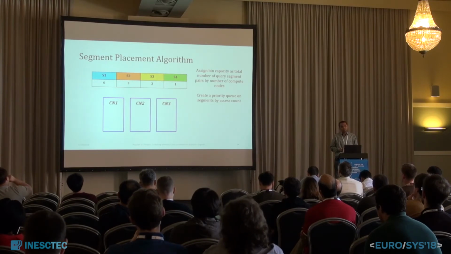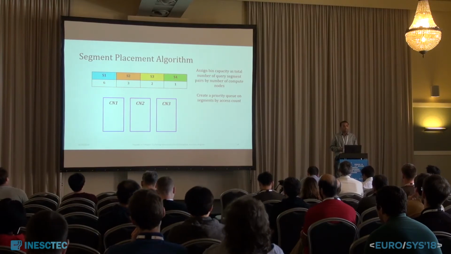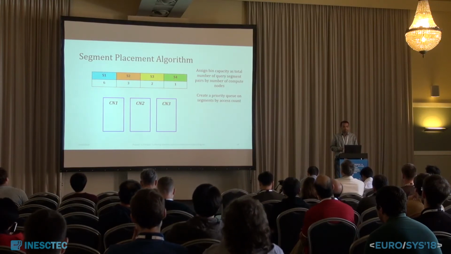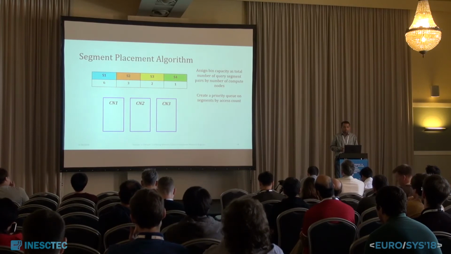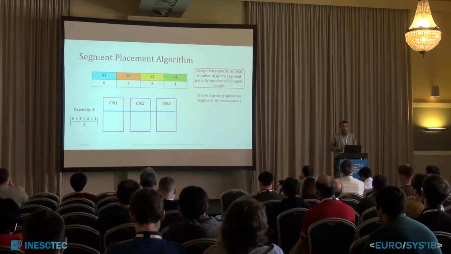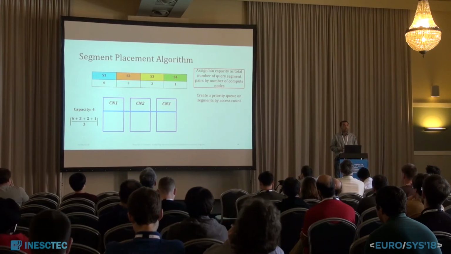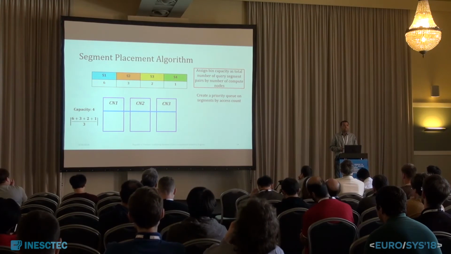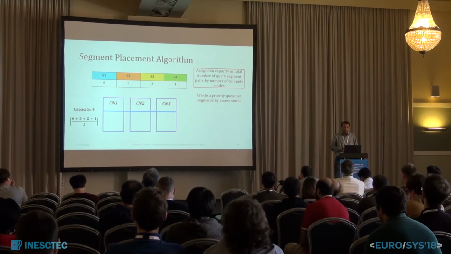Next, we will describe our algorithm. We use a different example for this. The table here lists the segments in the system, and the number represents the popularity, which is the number of queries accessing it. We have 3 compute nodes. A balanced allocation means that each bin will have a capacity of 4. Note that this ensures we minimize makespan. We assign this capacity to each bin.